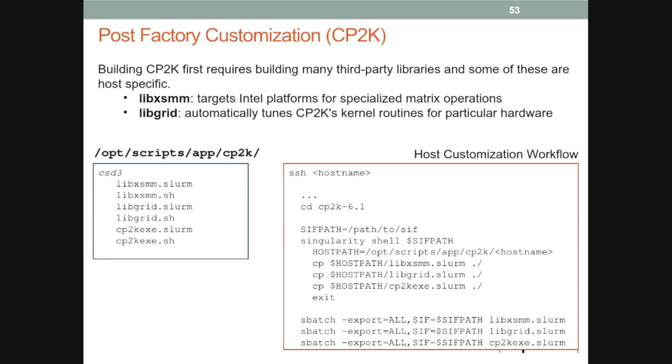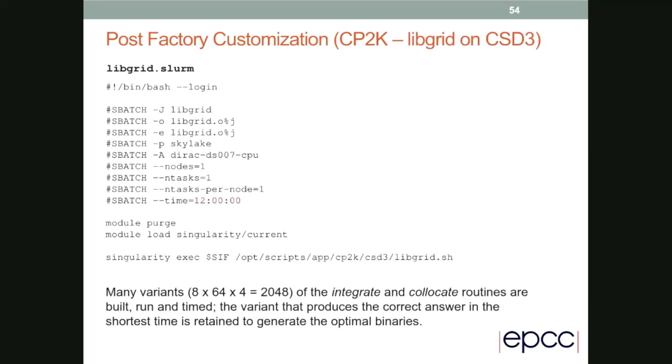So now I can just submit those, and that will then do the build on the compute node and make sure, for example, the libgrid libraries are built against the right set of hardware on the right hardware platform. So I'll just show you what one of these submission scripts looks like. So, the one for libgrid.